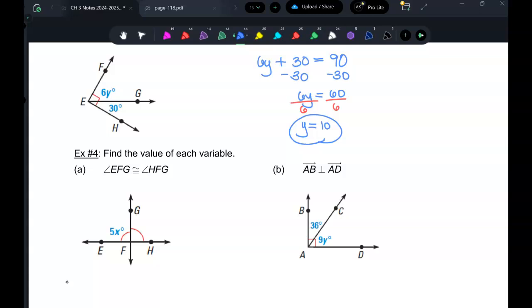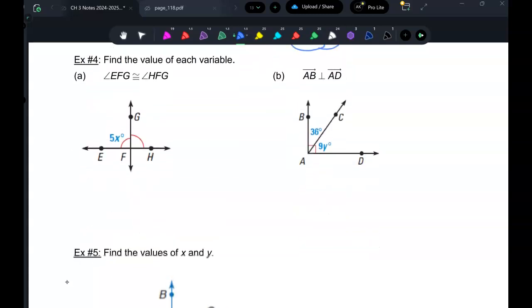All right, let's look at example 4. What do you think? Okay, so EFG and HFG are congruent. So what does that make each of these? Each of these angles has to be 90 degrees, okay? Do we agree these are adjacent angles? Are they next to each other? Yeah.